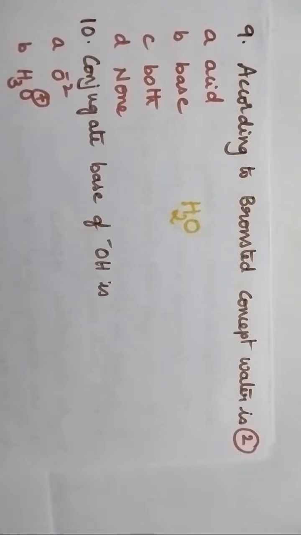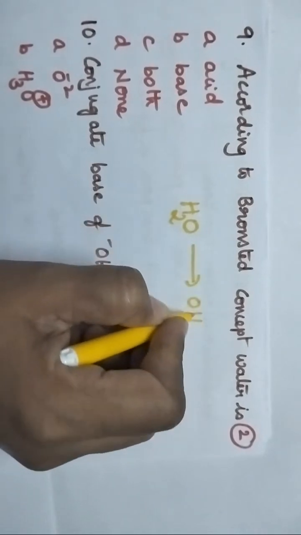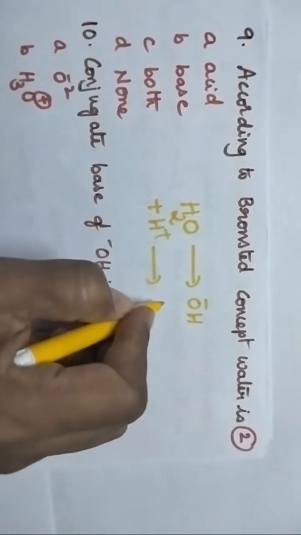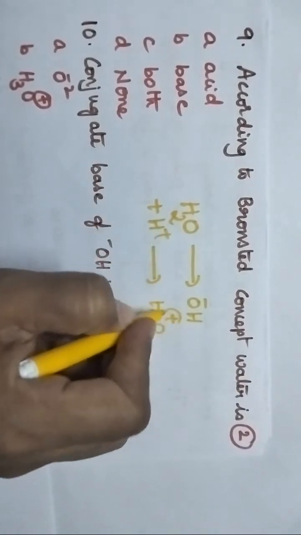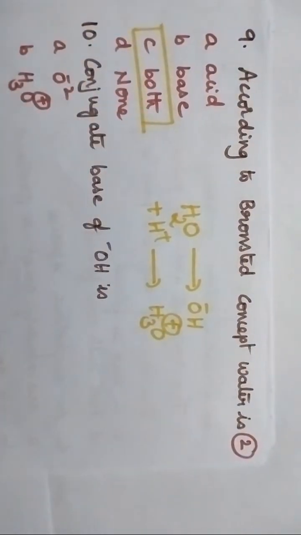Banu, very good. Suhani, very good. Rebecca, very good. Swati, very good. Listen to me. It can donate a proton and become OH minus, or it can accept a proton and become H3O plus. So it is having both acidic and basic nature. So option C is the right answer.